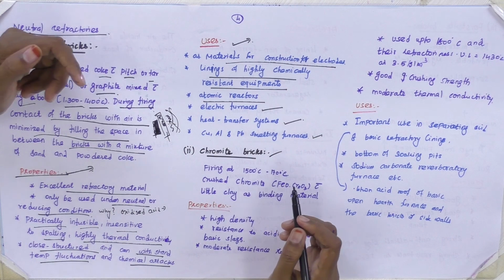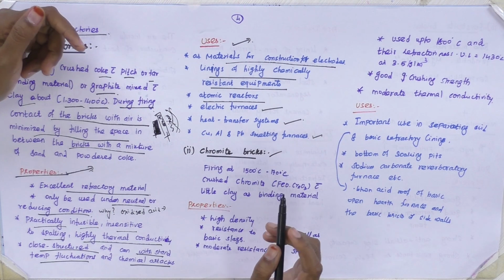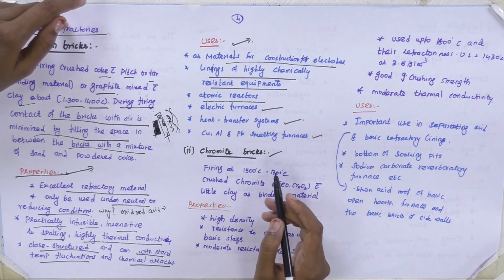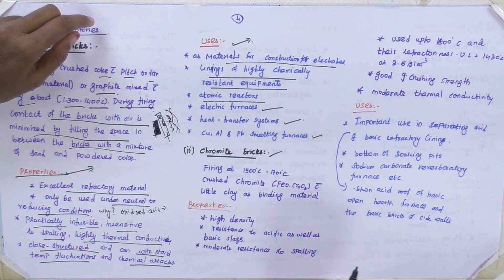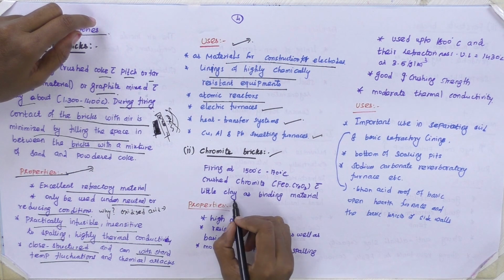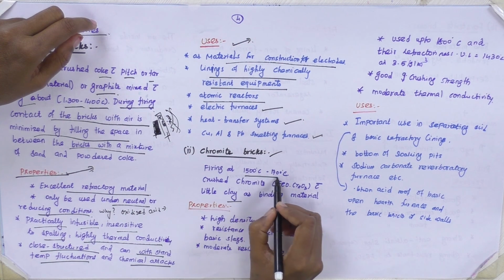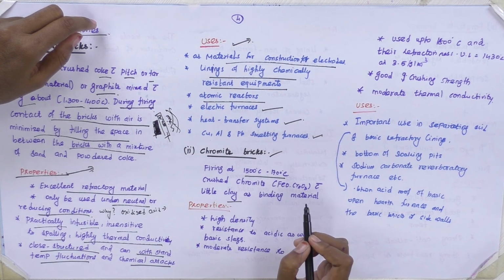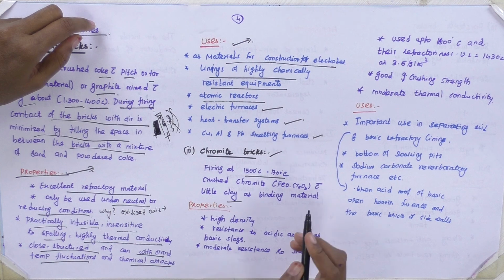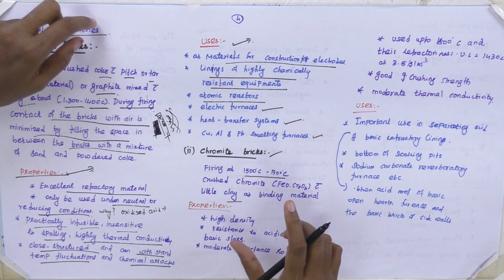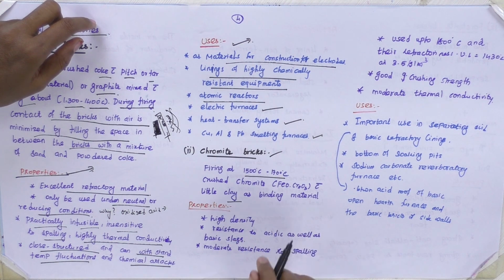Next we are moving to chromite bricks. Chromite bricks also come under neutral refractories, and the chromite bricks are mixed with a little amount of clay, and then we fire it at 1500 to 1700 degrees Celsius. After firing, we have to cool slowly to get a perfect structure, that means a perfect morphology of chromite bricks.